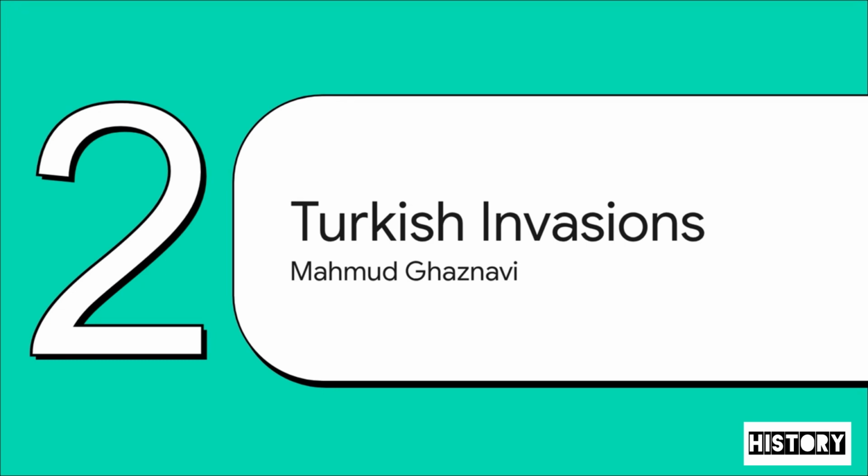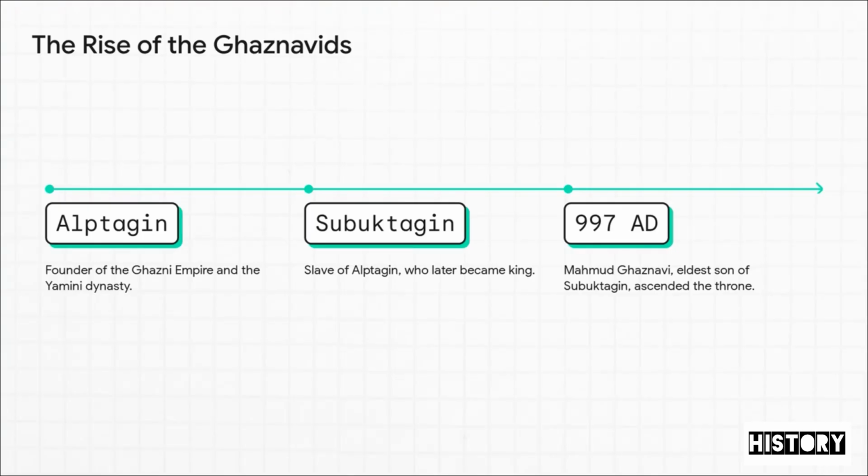We're going to see how the Turkish attacks began, and this story really starts with Mahmud Ghaznavi. You see, the story of the Turkish invasions begins with the Ghazni Empire, which was founded by a man named Alaptgin. Now, his slave, Subuktagan, eventually became the king, and it was Subuktagan's son, Mahmud Ghaznavi, who took the throne in 997 AD and turned his attention towards India.